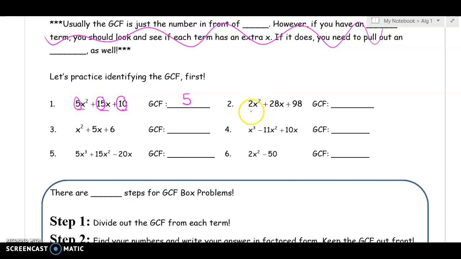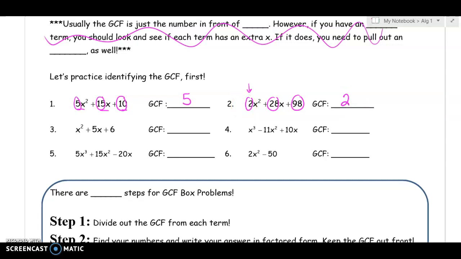Let's look at number 2. Again, we're going to see if they all have a letter in common. The last term doesn't have an x, so we don't have to worry about variables. Let's look at numbers. We've got 2, 28, and 98. Again, we're trying to find the biggest number that 98, 28, and 2 can all be divided by. Usually, it's going to end up being this very number here, because the biggest it could be is 2. 2 can't be divided by something bigger than it. You can't do 2 divided by 10. 98 can be divided by 2, 28 can be divided by 2, 2 can be divided by 2. So our GCF is going to be 2.